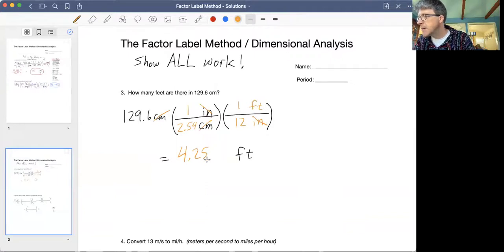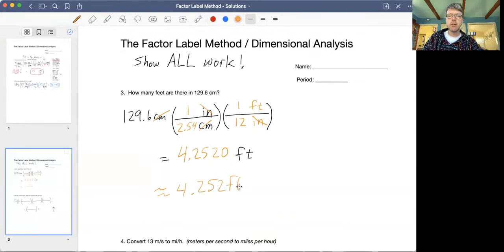19. I'll have to round that up to 2. Oh, there we go. But actually, really, I probably have to round that. Actually, this is exact, so I don't have to round that. So probably, I think I can keep that many significant digits. 4.252 feet. Let's just go like that.